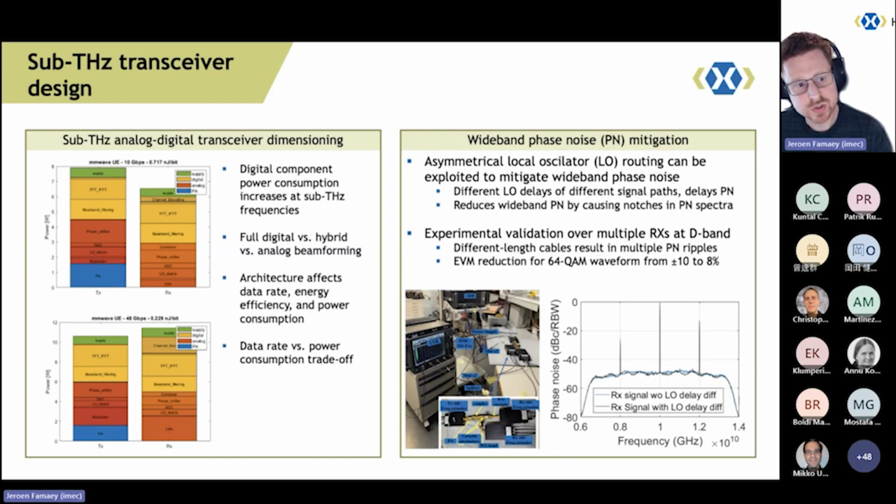Another big issue at very high frequencies is the wideband phase noise, and we looked at techniques to mitigate this. In previous work, we already studied this in simulation. We developed a technique to introduce delays in the local oscillators, and these delays then reduce the wideband phase noise. And now in the last deliverable of Hexa-X-II work package 5, we actually are experimentally validating this approach and showing that it actually works in practice as well for transmission at D-band.